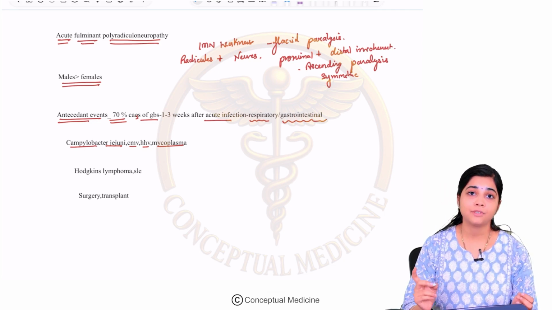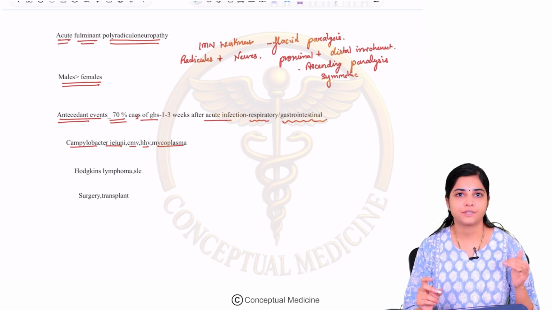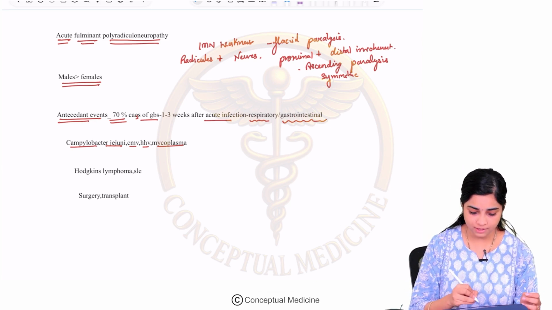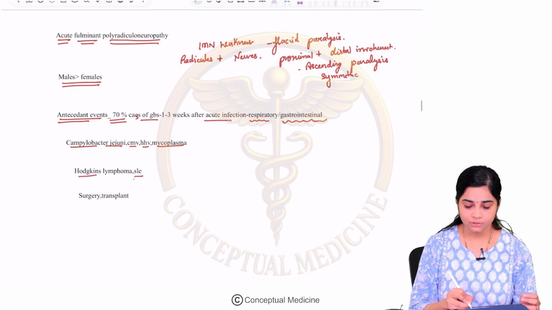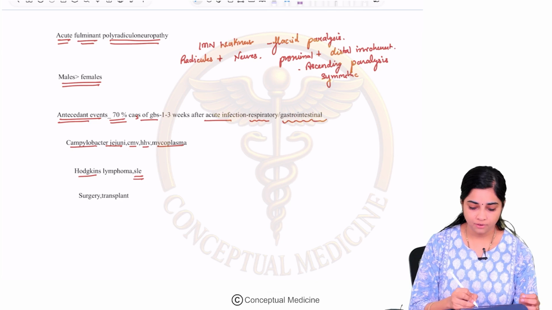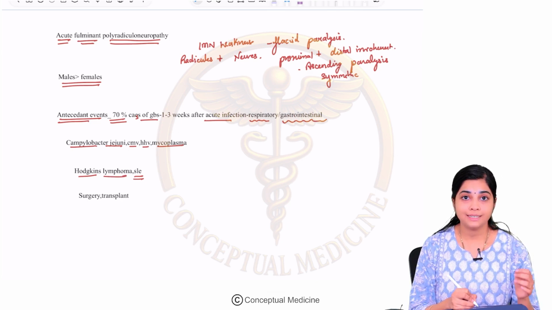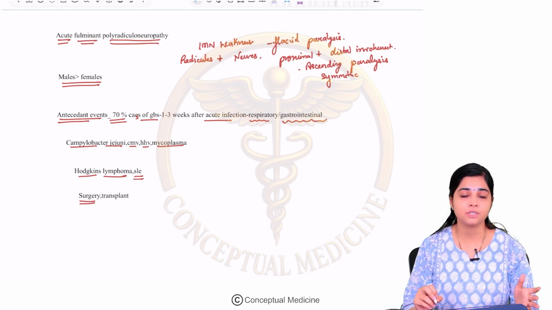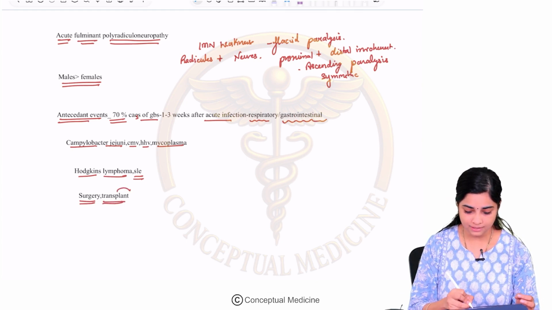Apart from this, there can be non-infectious triggers for GB syndrome as well. So what are the non-infectious triggers? Other autoimmune disorders like SLE, Hodgkin's lymphoma, antecedent surgery. Many a times surgery can predispose to GBS. Then transplant, especially a bone marrow transplant.